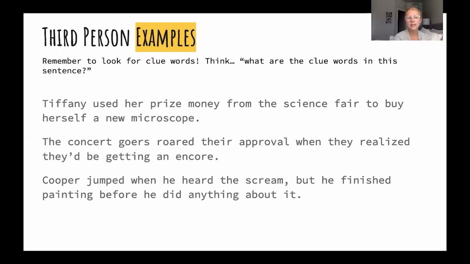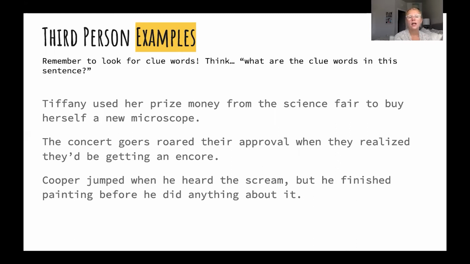The middle sentence: "The concert goers roared their approval when they realized they'd be getting an encore." So think to yourself, what are the clue words in this sentence? Are there clue words? I spotted a couple. The clue words in this sentence are "their," "they," and "they." These words tell us that this sentence is written by somebody outside of the concert.